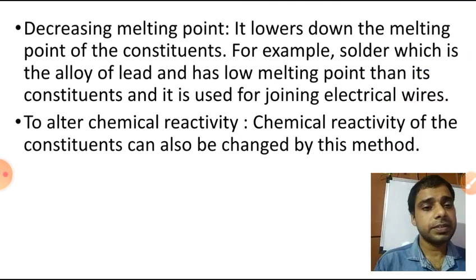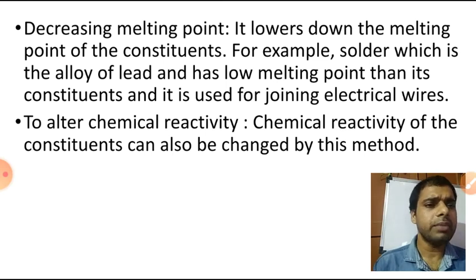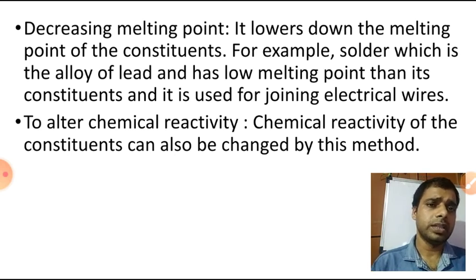Then after, decreasing melting point. If iron is there, if some of the metals are there, and if you make its alloy, then what will happen? Its melting point will decrease, because impurities decrease the melting point. Here some impurities, something I have added, that means that will lower its melting point. It lowers down the melting point of the constituent.